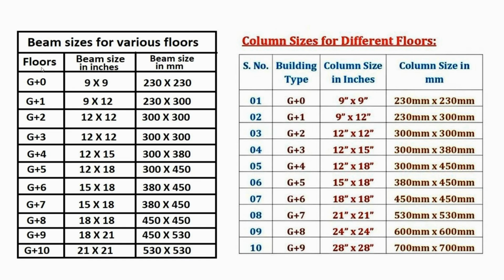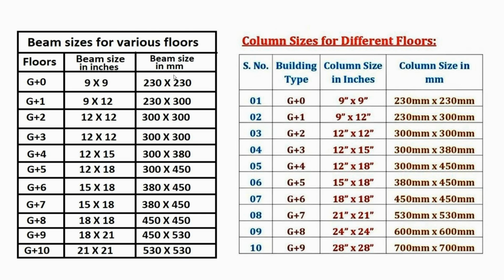Frame structures might have a ground floor only. That simply means it has no upper floor on top of it. That is a ground floor. The G here represents ground floor. If it has a floor on top, we say G plus 1, and it becomes an upstairs building. So G plus 1 means one floor on top of the ground floor. G plus 2 means two floors after the ground floor. We do not count the ground floor. So when we say G plus 3, that means three floors after the ground floor.